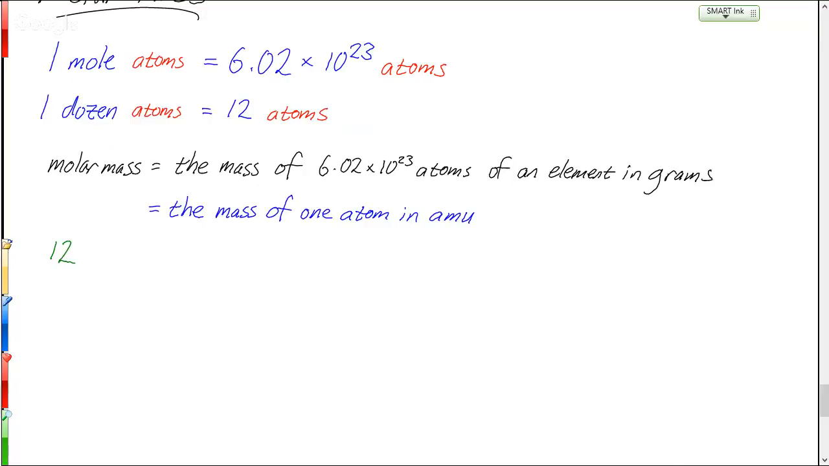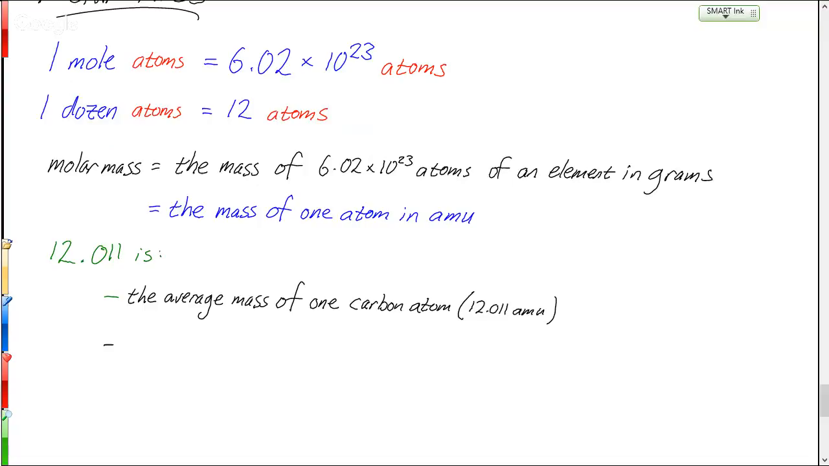That's how Avogadro's number is defined, in order to make that work. That's where that number comes from. So 12.011 is the average mass of one carbon atom, so that would be 12.011 AMU. And it's also the mass of 6.02 times 10 to the 23rd carbon atoms, which is 1 mole.